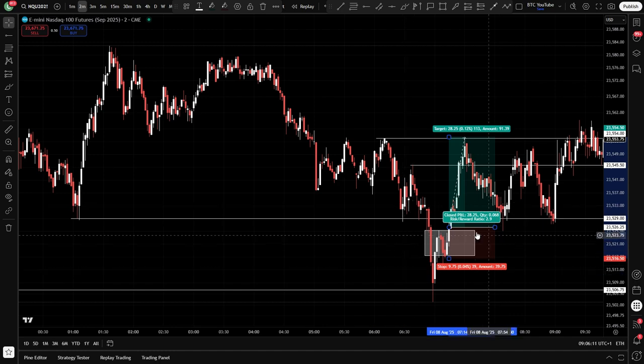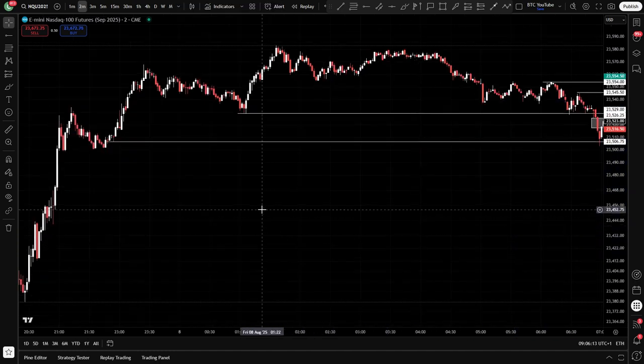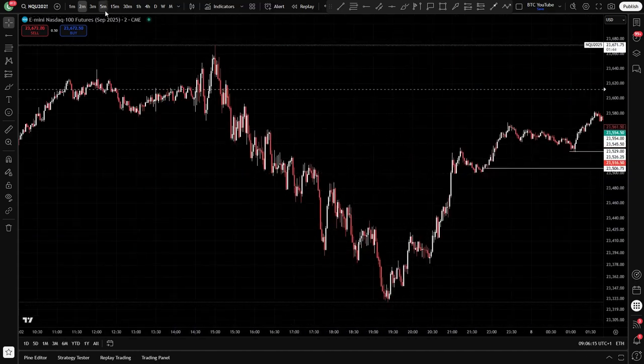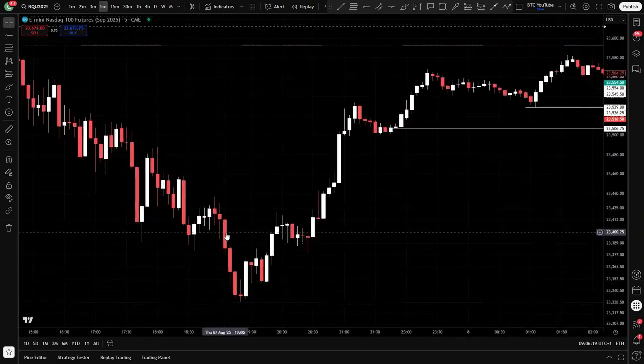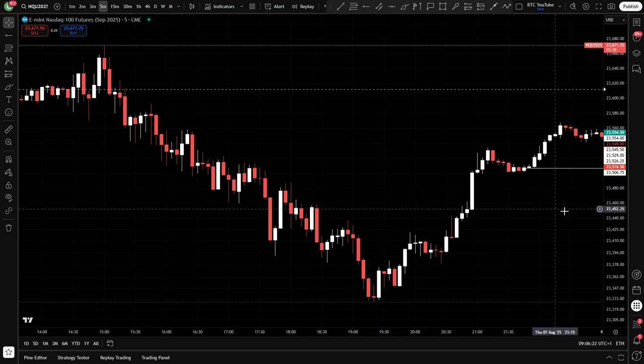Another really good solid trade. You can see nice momentum back to the upside is what you're looking for as well. But these kinds of trades, I mean, they're happening constantly, to be honest. You can see here, there's one here as well.